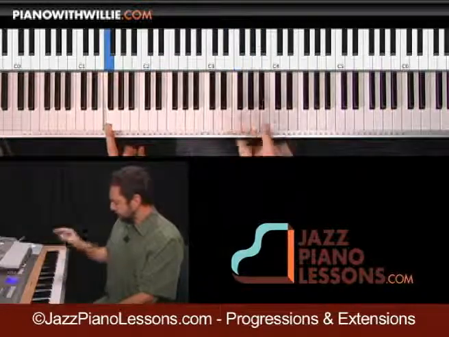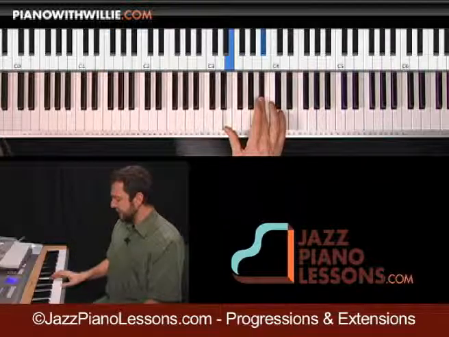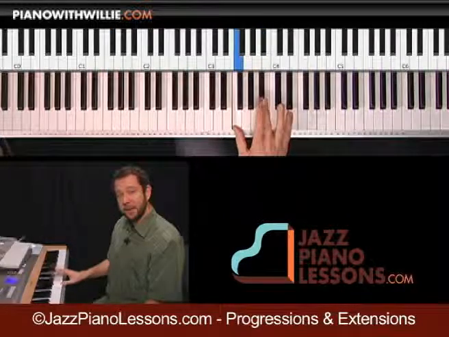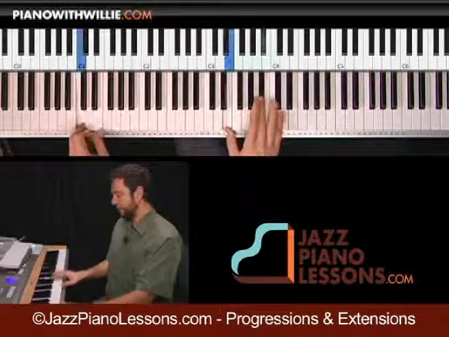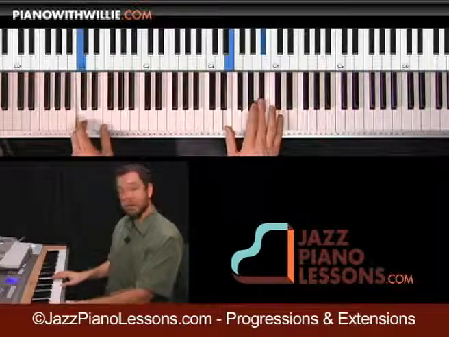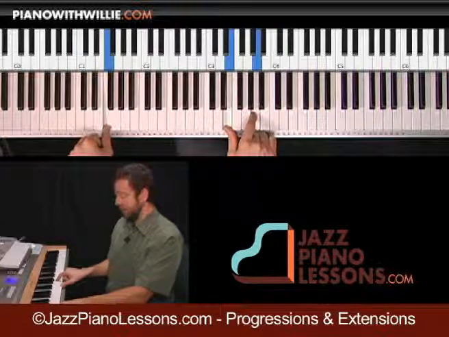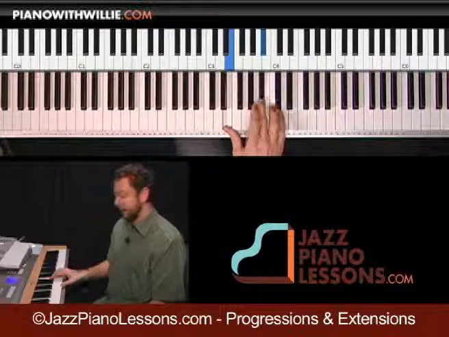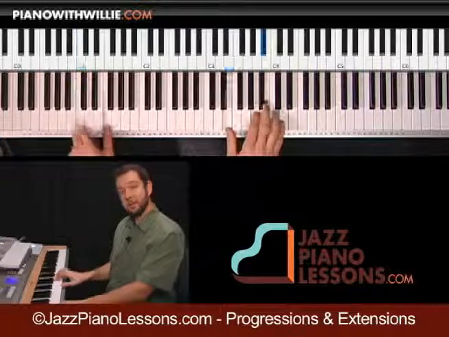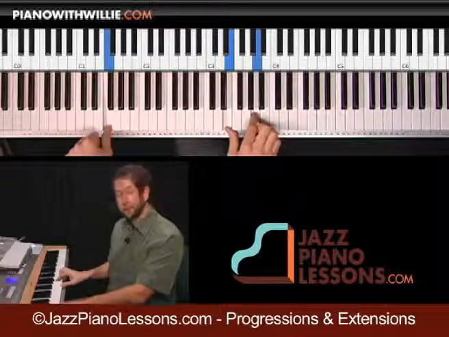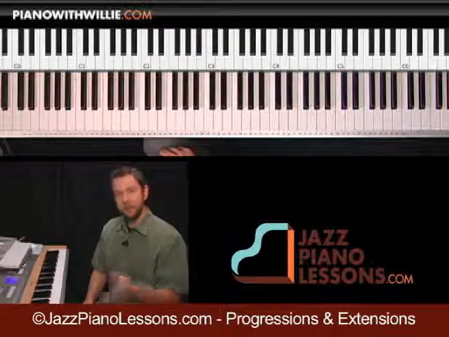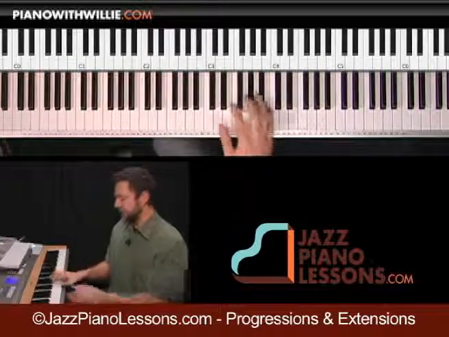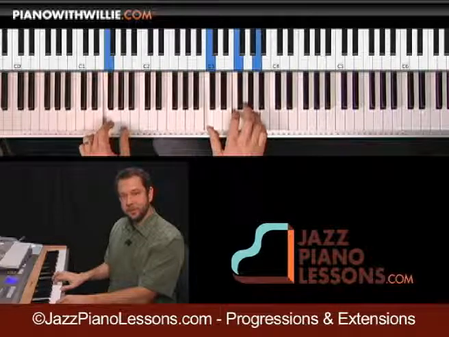So you see that the 3rd of the C moves up to the root of the F, and the 7th of the C moves down to the 3rd. We could also go like that as well. The 3rd can become the 7th, and the 7th becomes the 3rd for an F major 7, if I'm playing major 7th chords. So that 5 chord wants to resolve to the 1 chord. C7 resolving to F.